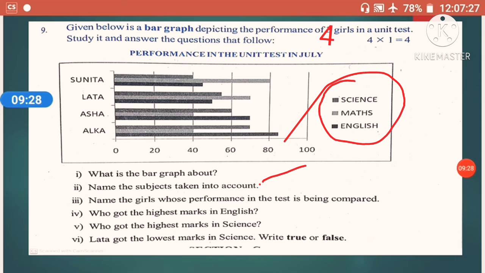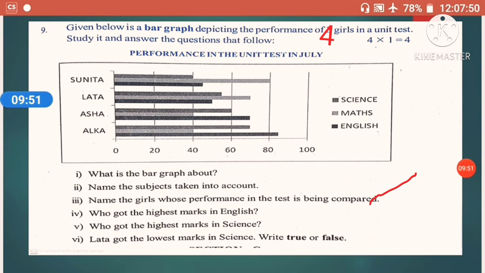Fine. One is science, second one is maths, and third one is English. So this is the answer. And let us go for the third question. Name the girls whose performance in the test is being compared. So we have to name all the girls' names, that is Sunita, Lata, Asha and Alka, 4 girls.